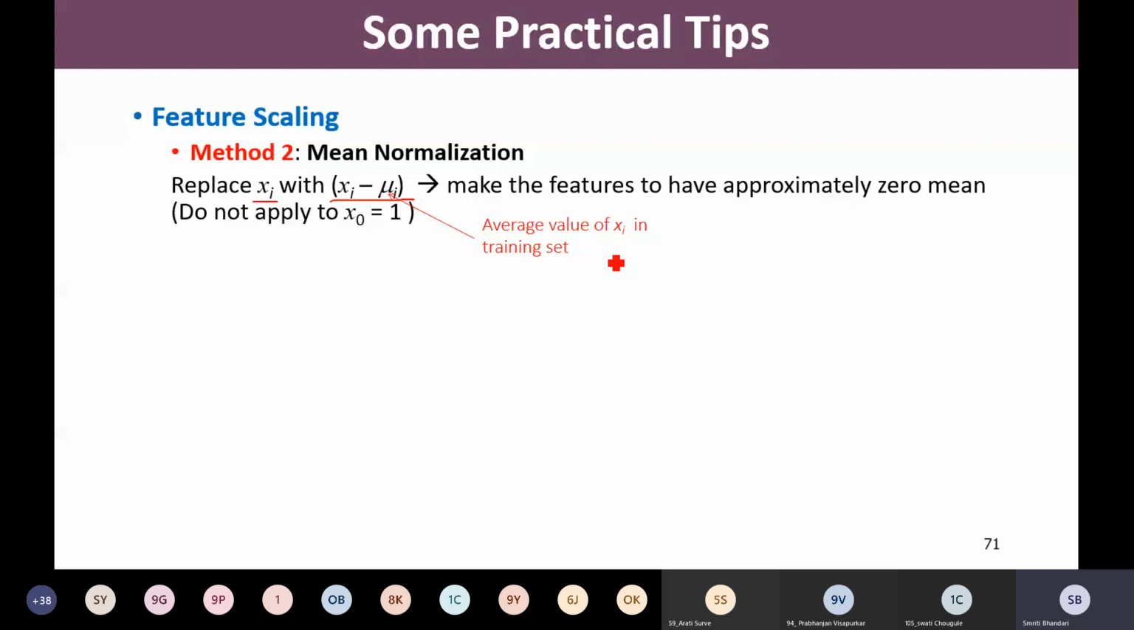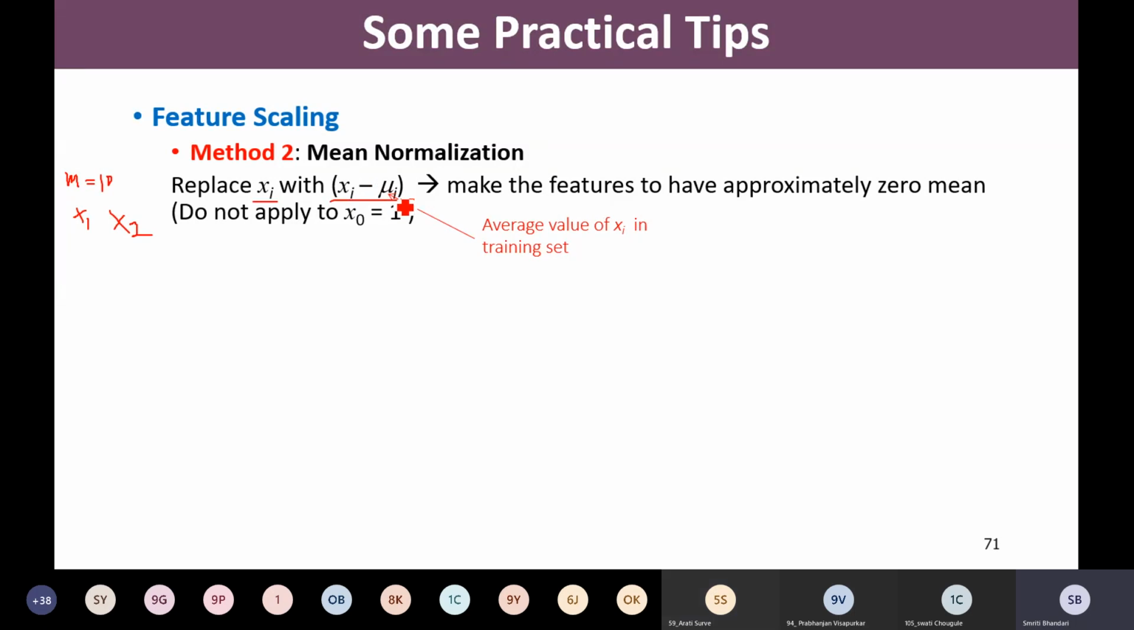So what do we mean by that? See, I have, for example, features x1, x2. Okay, and in my training set, suppose I have the number of examples m equal to 10 in my training set.